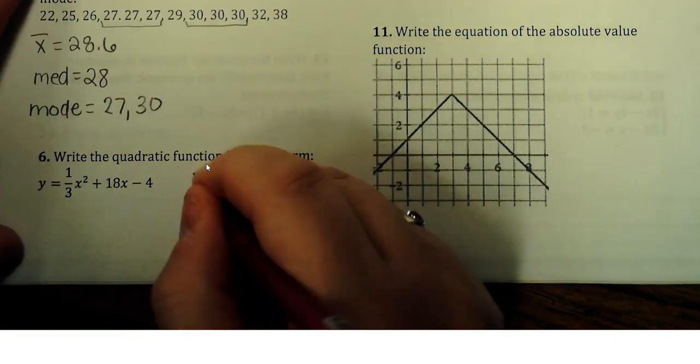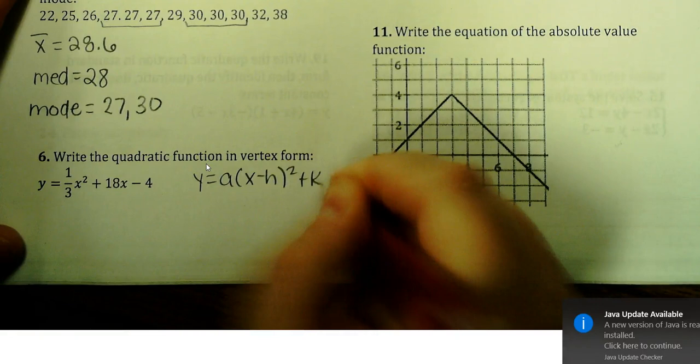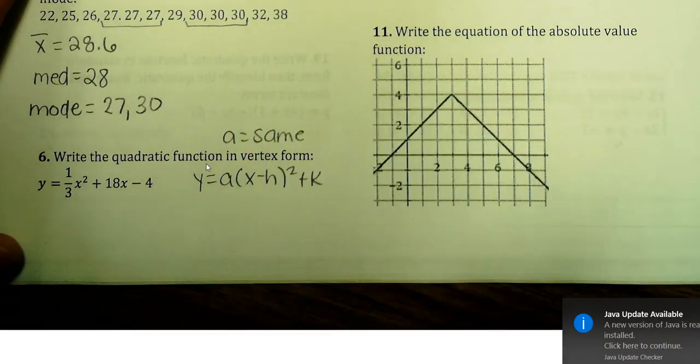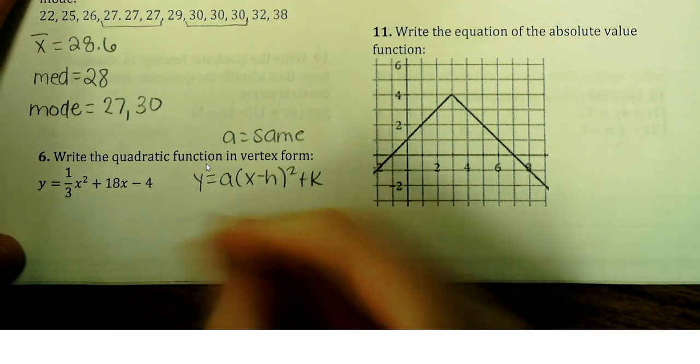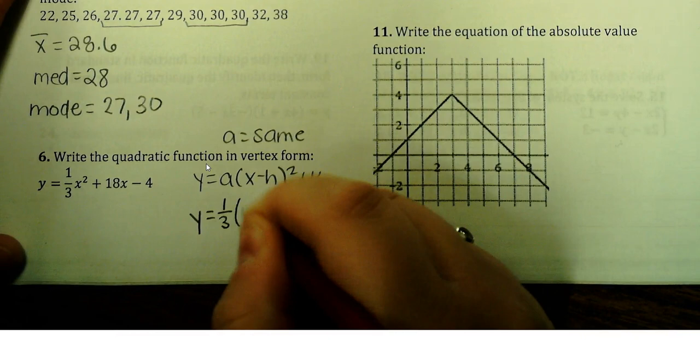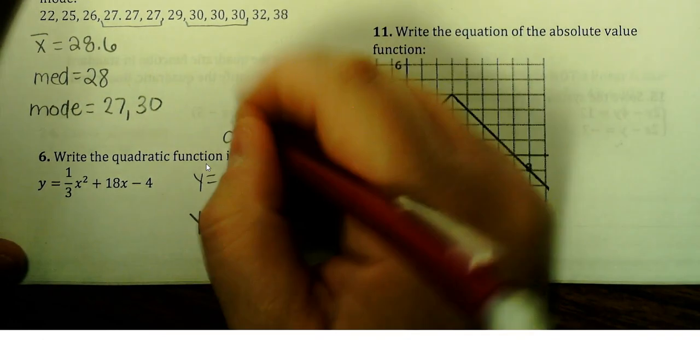Okay, so vertex form, a times x minus h squared plus k. I'm just going to use the space above here. A is the same in both forms. So for this question, I already know this is going to be 1/3. Now, x and y should be variables. What we need to find are the h and k.